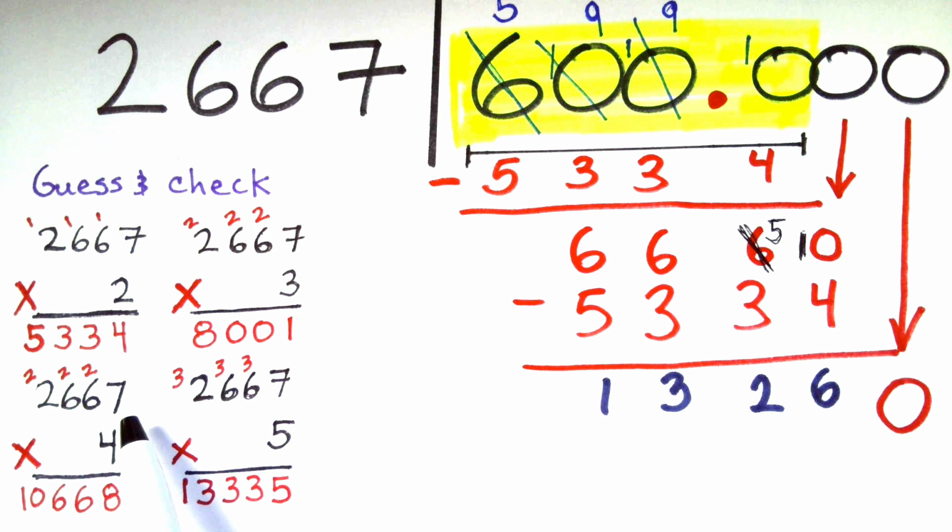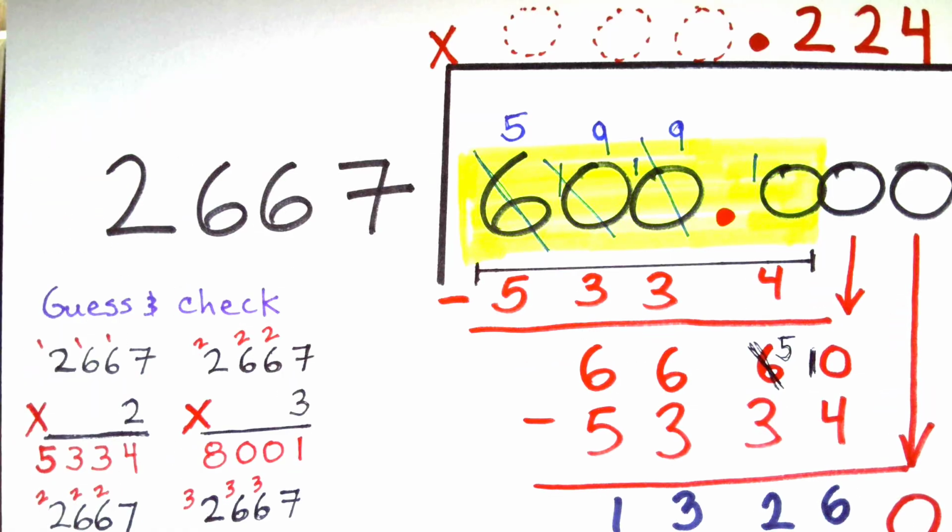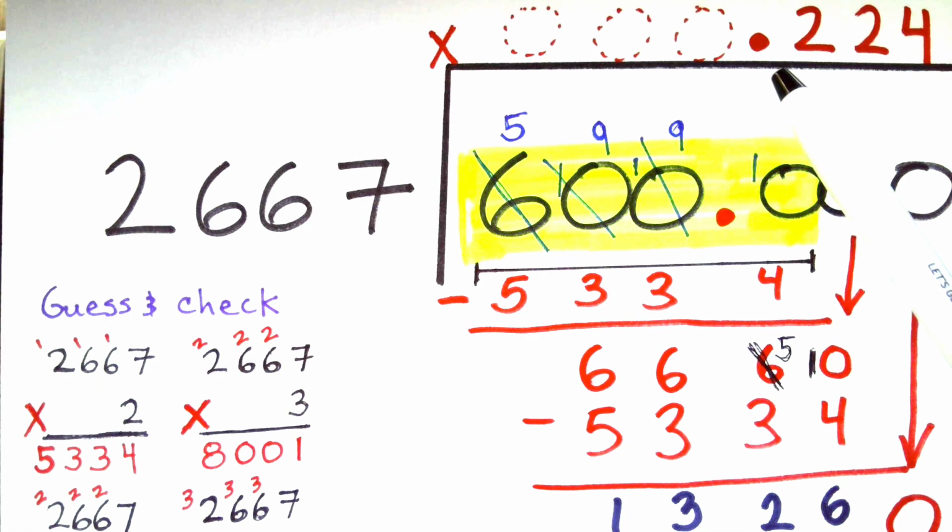But 2,667 times 4 gets us 10,668. Is that larger than 13,260? No. So 4 will work. All right, so as you can see, and if you can't see, you got to watch in full screen mode or else it'll cut off some of the paper. I placed a 4 here, right above the 0. So 0.224 is my decimal equivalency.